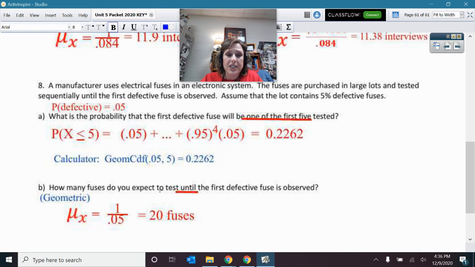How many fuses do you expect to test until you get one? Again, that's our geometric, 1 over p. So I think I should have to just do about 20 fuses to be able to find one that's defective.